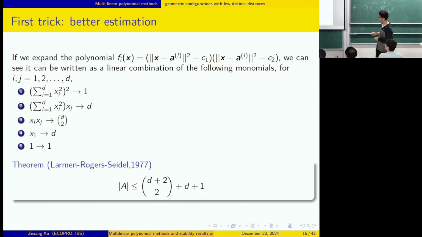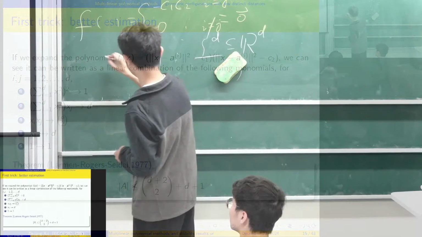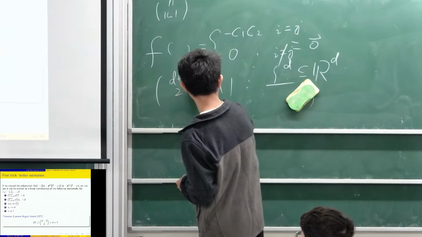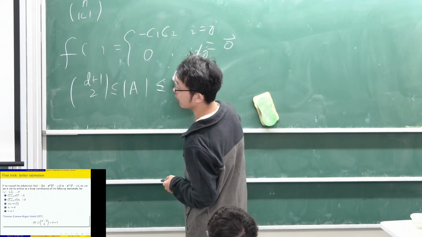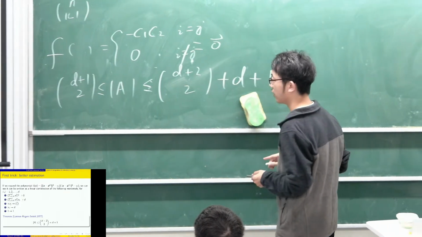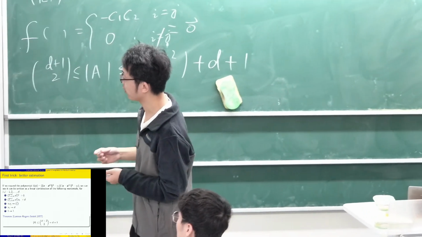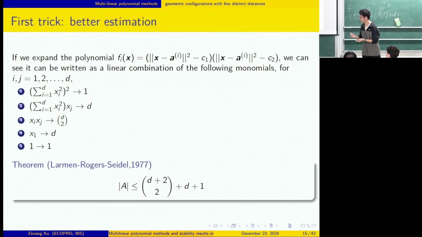The d plus 2 choose 2, and d plus 2 choose 2. And this is the first trick people will usually use. That means sometimes we can more carefully estimate the size of the space. Okay.